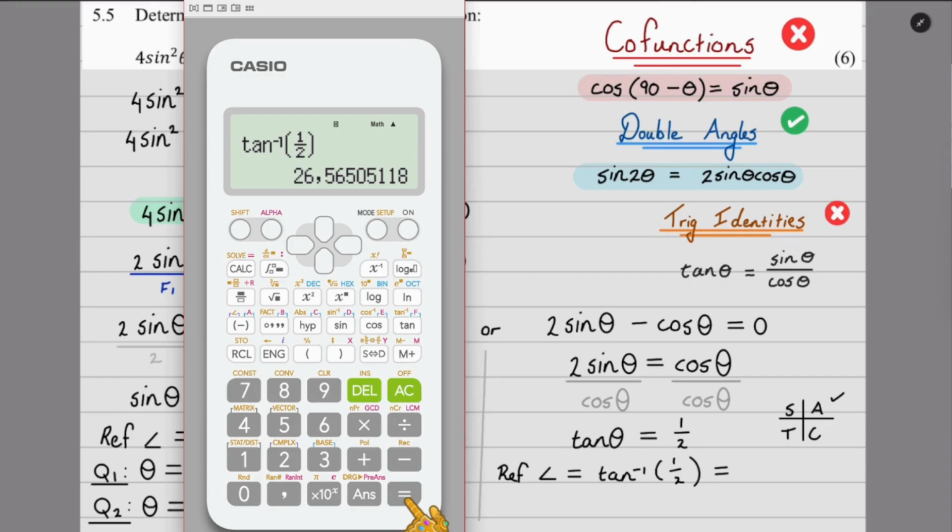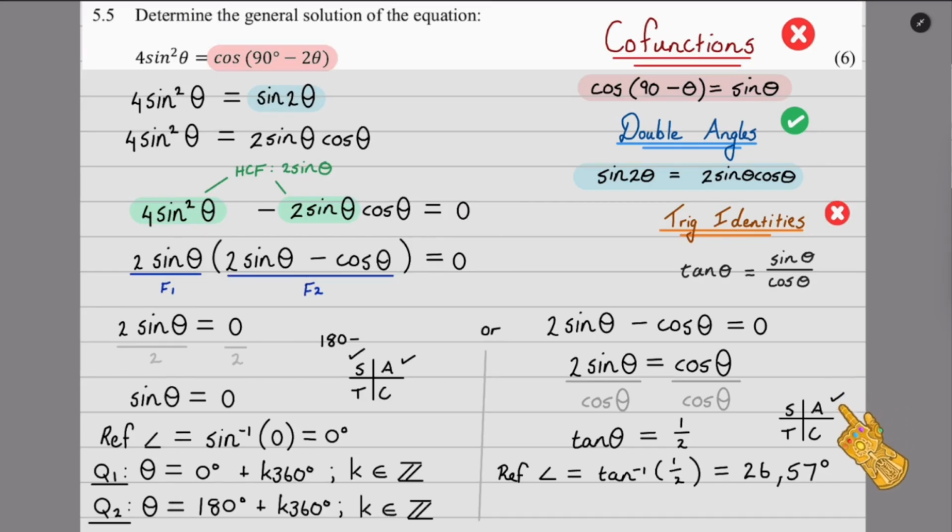And that gives me 26.57. And now I just need to do the general solution in quadrant 1. So quadrant 1 will just be theta equals in this case. And in quadrant 1, I just put my reference angle, and then I'm going to say plus K180 next to that because I'm working with tan. And after I've got that down, I've just got to slap on the k as an element of integers next to that general solution, and then I'm officially done with this behemoth of a trig solution.